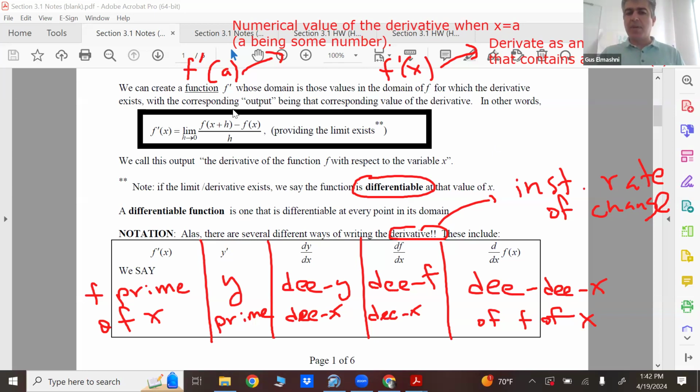So this right here is actually going to be an expression in terms of x. I expect that for this one. And again, we call the output the derivative of the function f with respect to the variable x.